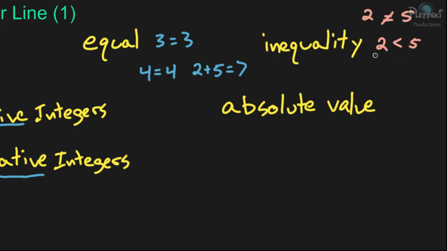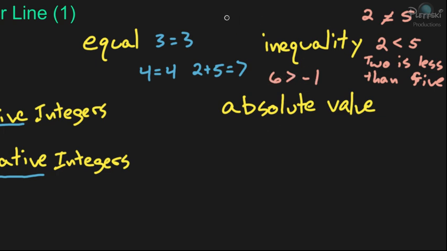But you read it from left to right as 2 is less than 5. And that's how you would write it out. And then you also have greater than. You could write 6 is greater than -1. Okay, 6 is larger than -1.